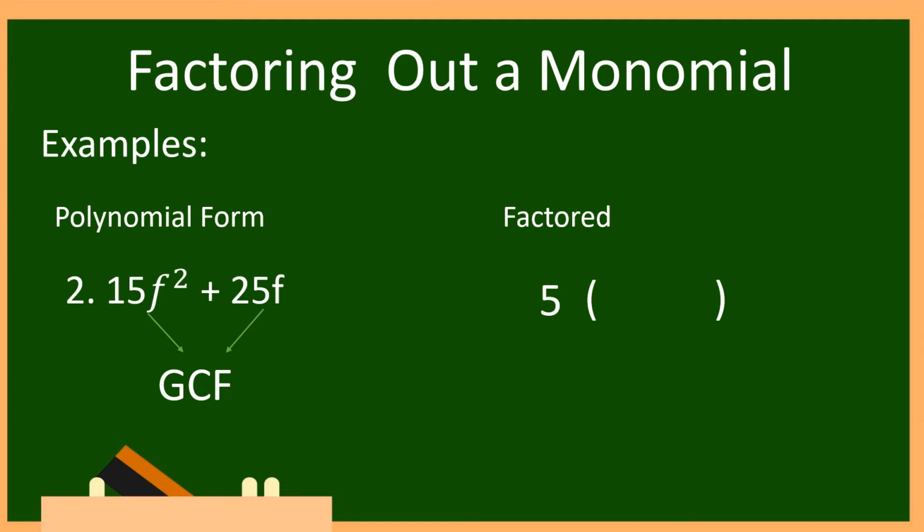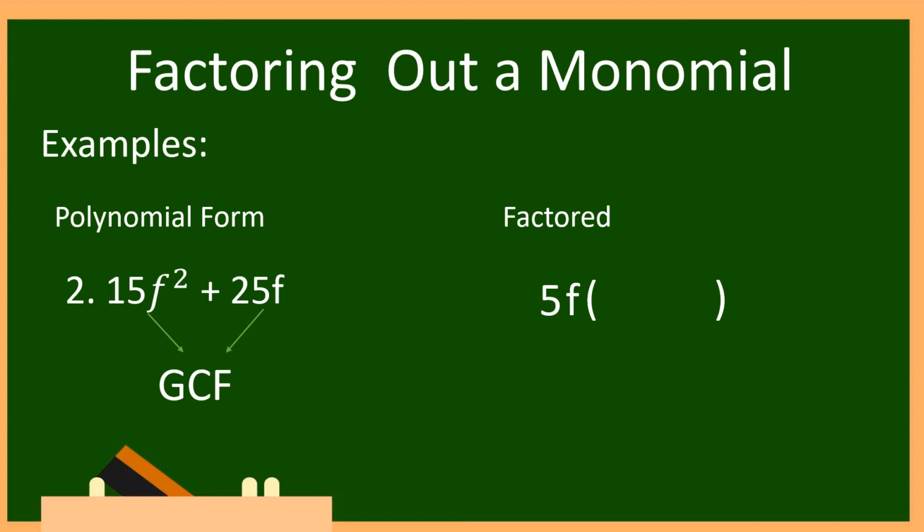How about f squared and f? When we talk about the variables, we need to get the lowest or the least exponent or degree. Which has the least exponent? F squared or f? Exactly, that is f. Therefore, in our second example, the greatest common factor or the common monomial factor is 5f.